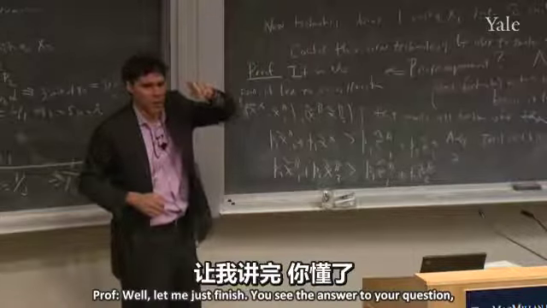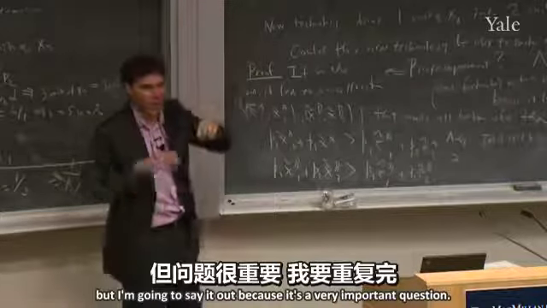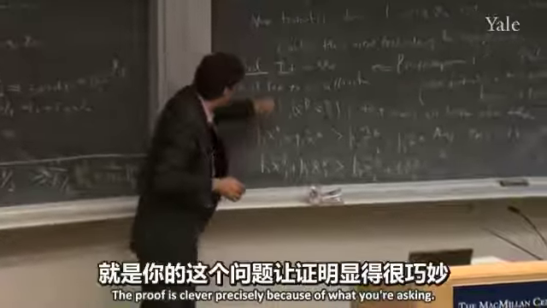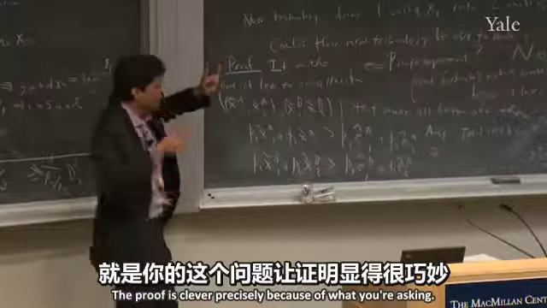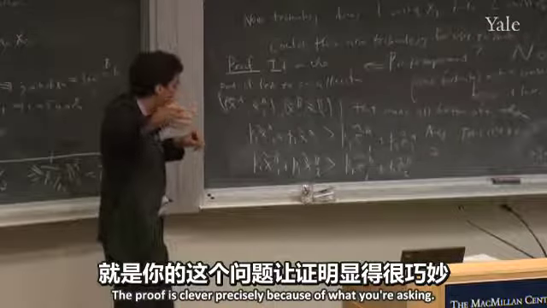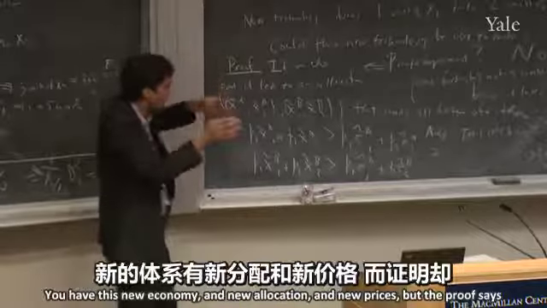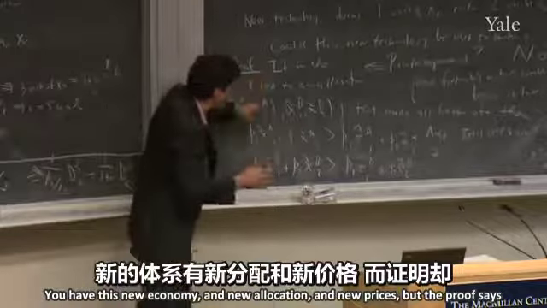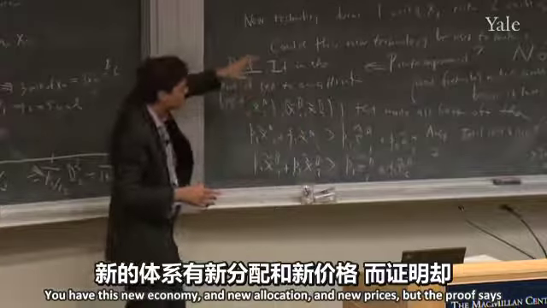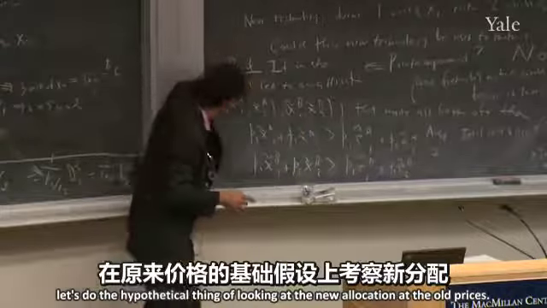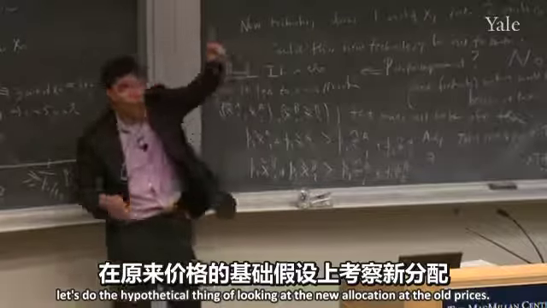Well, let me just finish. So you see the answer to your question, but I'm going to say it out, because it's a very important question. So, the proof is clever precisely because of what you're asking. You have to do something that you wouldn't have thought of. You have this new economy and new allocation and new prices, but the proof says, let's do the hypothetical thing of looking at the new allocation at the old prices.